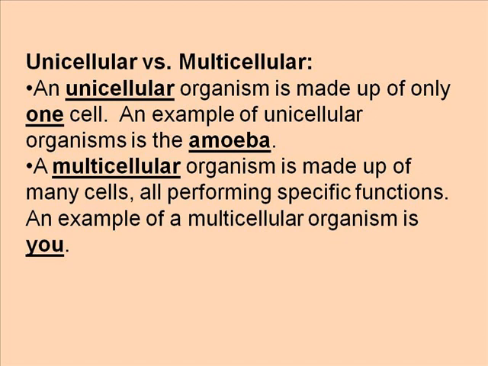Living things are all going to be made of cells. Depending on how many cells they have will determine how much work that one cell has to do. So if we're talking about something like a unicellular organism that's only made up of one cell, that cell is going to have to do all of the functions itself. An example of a unicellular organism is called an amoeba. We'll see a picture of that in just a couple slides.